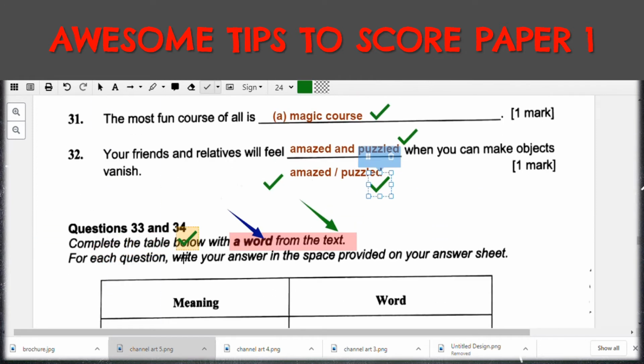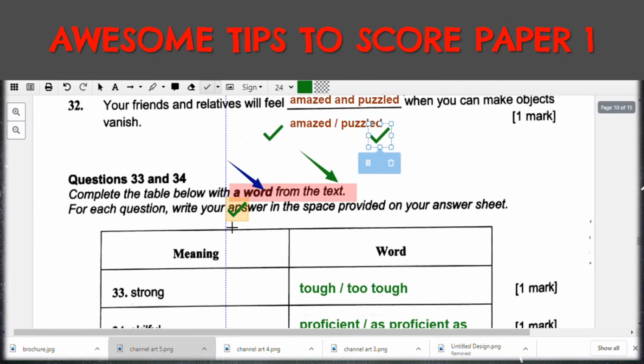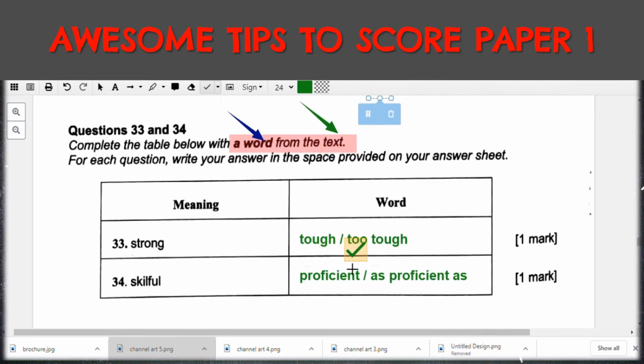Question 33 and 34 will always ask either a word or a phrase. Please take note. If it's a word, then it's only one word. If it's a phrase, that will be two words from the text, and it must be from the text. The example here, a word is written a word. Now, tough, too tough. Tough is a word. Too tough is a phrase because it's more than one. So definitely, too tough will be wrong because it's a phrase.